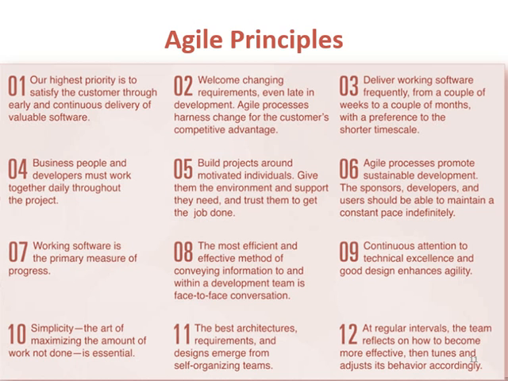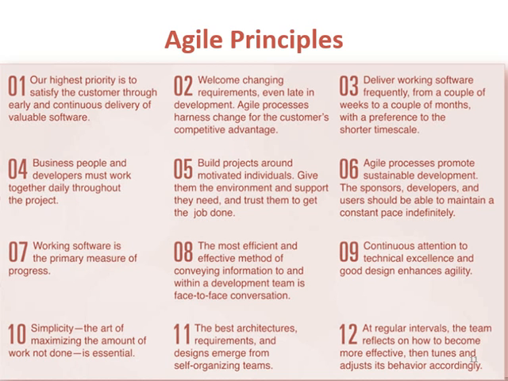Principle 6: Agile processes promote sustainable development. That is phase-wise, iteration-wise, you have a smooth rhythm. The sponsor, developers and users should be able to maintain a constant pace indefinitely, that is, throughout your project. Seventh is working software is the primary measure of progress. As said in earlier principles and the manifesto also, it's well clear and understood.